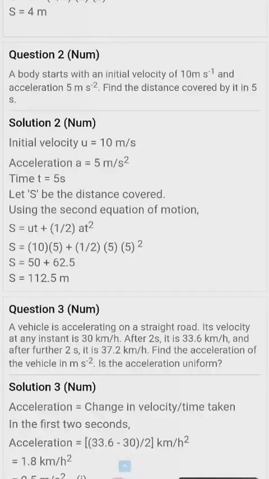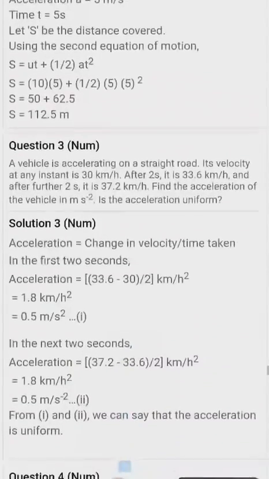So when you use it, you get 10 into 5 plus half into a t square, so half into 5 into 5 square. I have seen students forgetting to square the time. You have to take the square of the time. So 10 5s are 50 plus half into 5 into 5 square. The answer will be 62.5. When you add it, you get 122.5 meter.